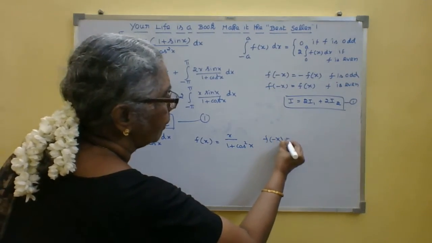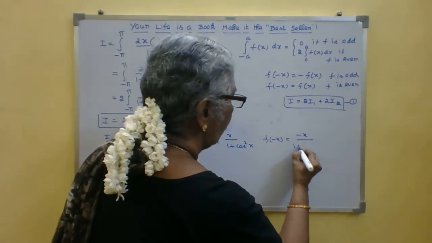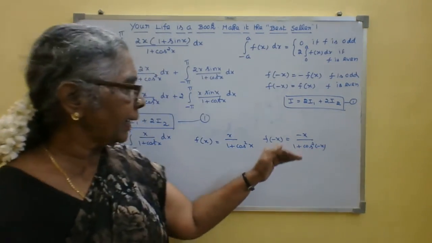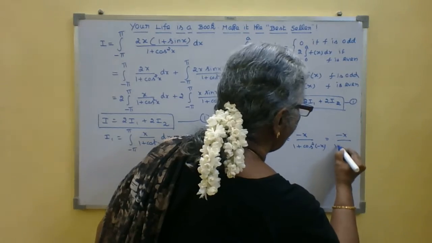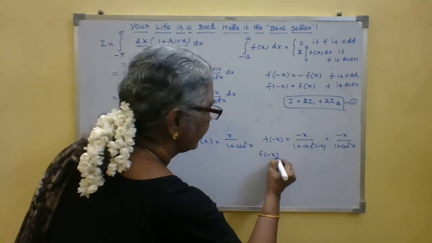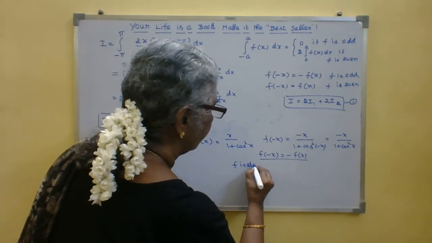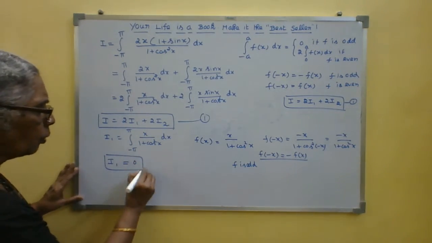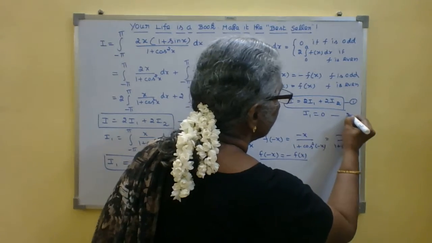F of minus x will be, I have to substitute minus x in the place of x. So I will be getting minus x by (1 plus cos squared of minus x). You know cos of minus x is equal to cos x. So cos squared is also the same, and you will be getting the same thing in the denominator, 1 plus cos squared x. So now you see f of minus x is nothing but minus of f of x. So you know f is odd. Since f is an odd function, you can say I1 is equal to 0. You got this result. Call this as 2. So now our I1 is 0. So this is my 2.